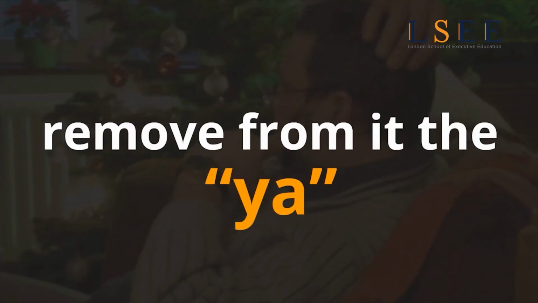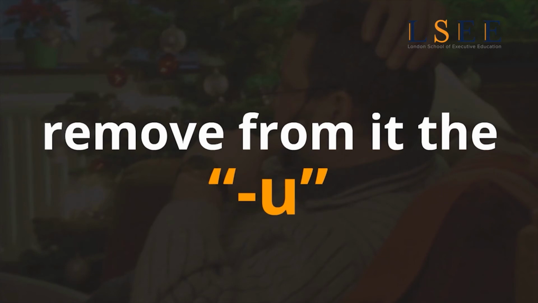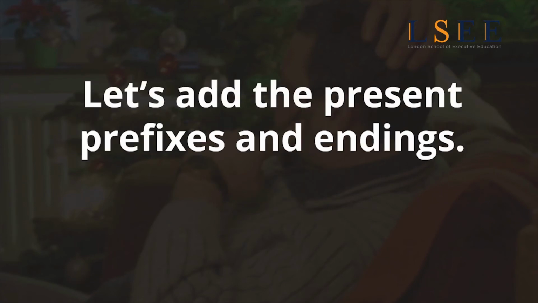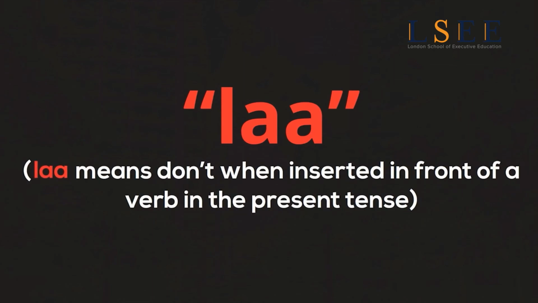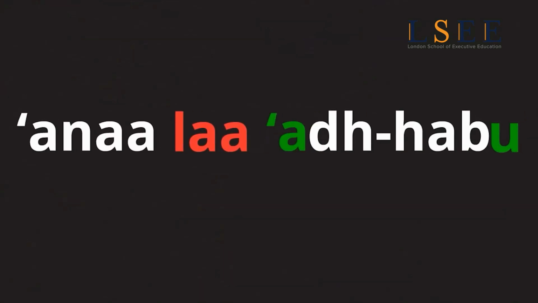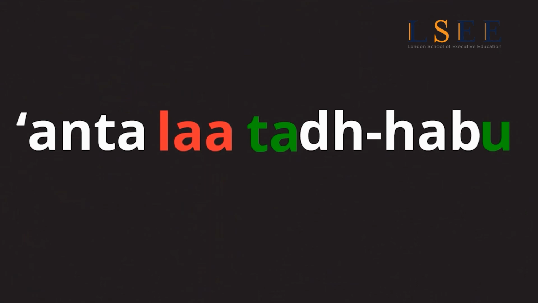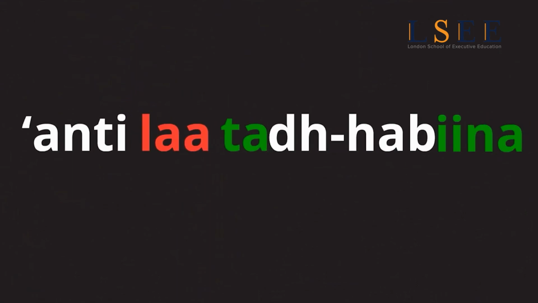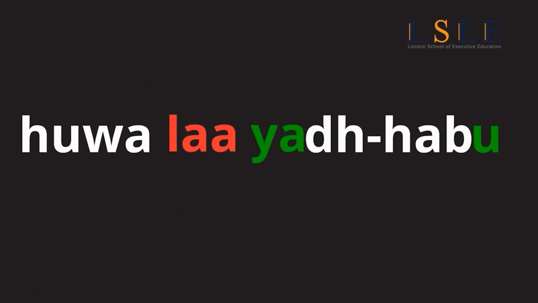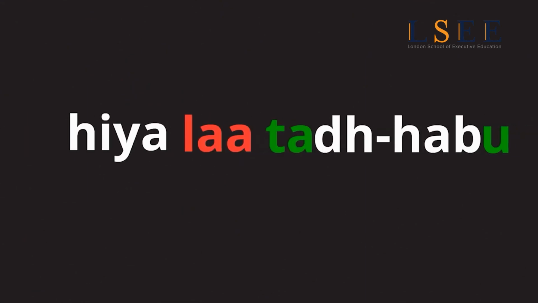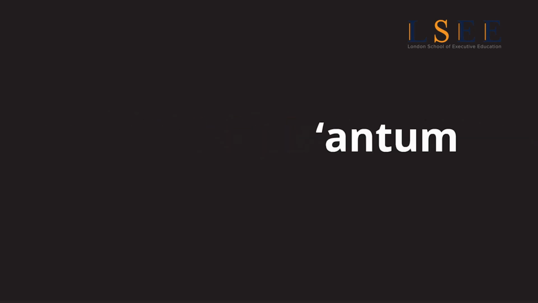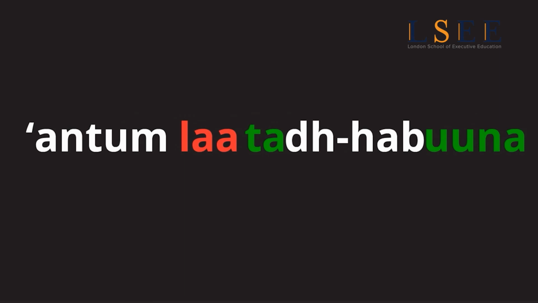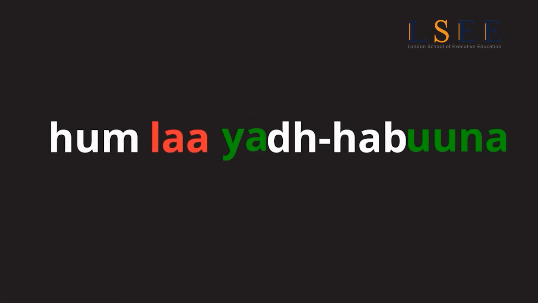First, we need to remove the prefix ya and the ending u from the hint and add to it the present prefixes and endings, but most importantly, do not forget to add la between the subject and the verb. So, أنا لا أذهب, أنت لا تذهب, أنت لا تذهبين, هو لا يذهب, هي لا تذهب, نحن لا نذهب, أنتم لا تذهبون, and هم لا يذهبون.